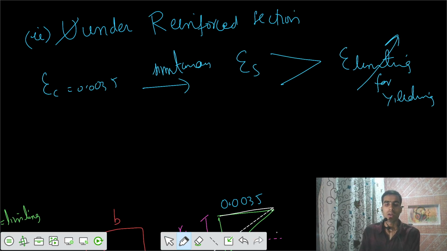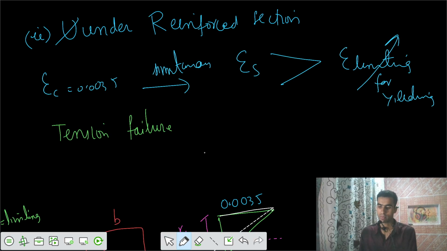So in the first one we call that balanced failure, because from both sides both are attaining their values at the same time. That's why we have that balanced failure. And in this one we say that the failure is tension failure. We also call it ductile failure.